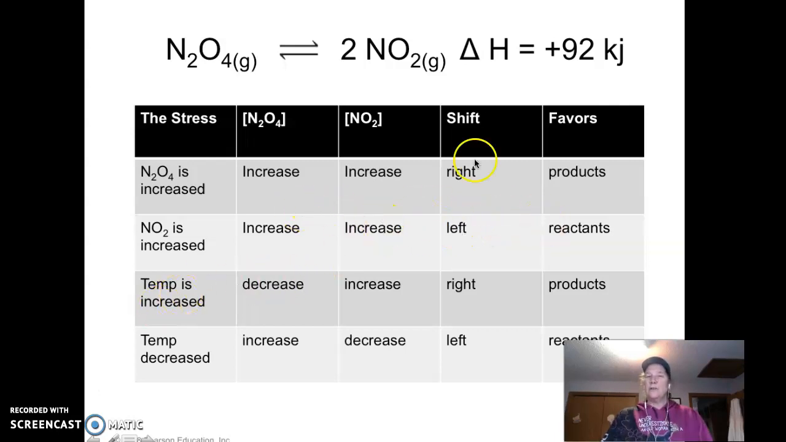If temperature is increased, now this is an endothermic reaction. Okay, if temperature is increased, I'm going to decrease my amount of reactant and I'm going to increase my amount of product. So it favors products, it moves to the right. If I decrease my temperature, just the opposite. Decrease, left, reactants. So again, looking at whether it's endothermic or exothermic determines what happens.